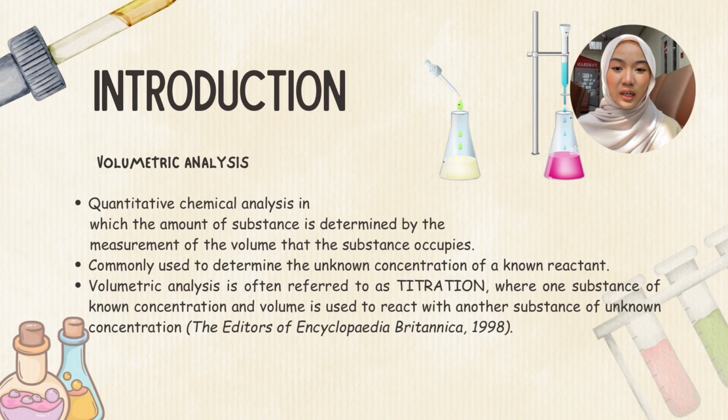What is volumetric analysis? Volumetric analysis is quantitative chemical analysis in which the amount of substance is determined by the measurement of the volume that the substance occupies. Volumetric analysis is commonly used to determine the unknown concentration of a known reactant. It is often referred to as a titration, where one substance of known concentration and volume is used to react with another substance of unknown concentration.